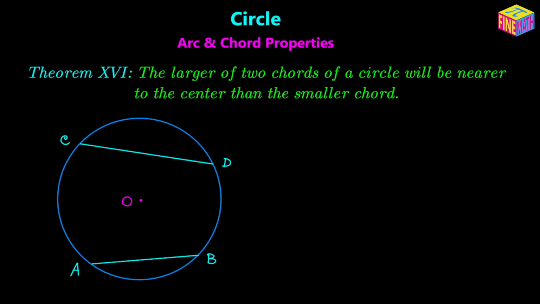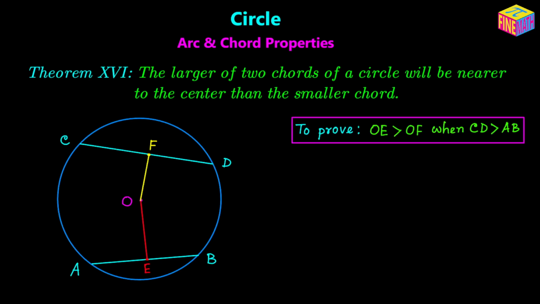Next I am going to draw a perpendicular from the center onto AB. Let's suppose the perpendicular landed on AB at point E, and similarly I drew a perpendicular from the center onto CD. Let's suppose that perpendicular landed at point F on CD. We have to prove that OE will be greater than OF when CD is greater than AB. Let's get started with the proof.